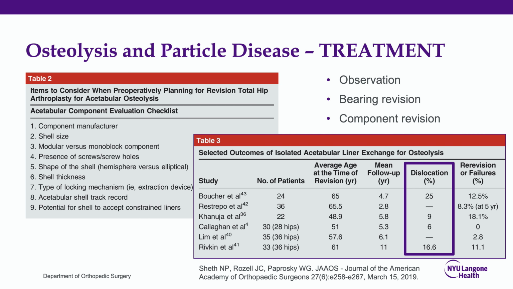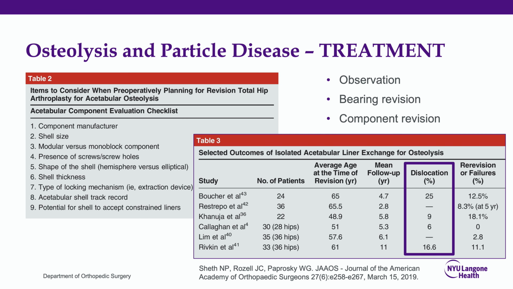Are they highly cross-linked polyethylene? Do they have a good track record? Do we have availability of large diameter bearings for stability? Do we have lip liners if necessary? Do we have dual mobility? Do we have constrained liners? Is it a big enough shell that we can cement somebody else's liner into place?